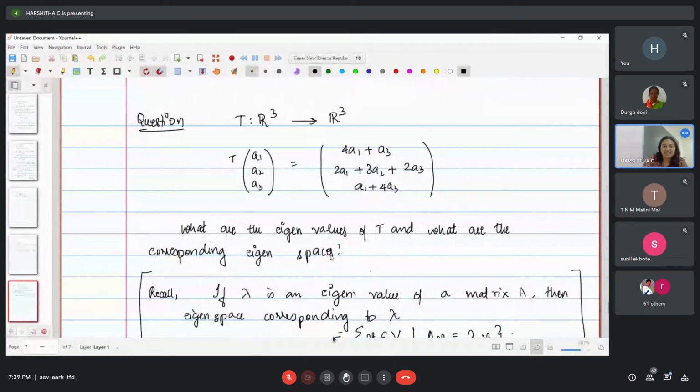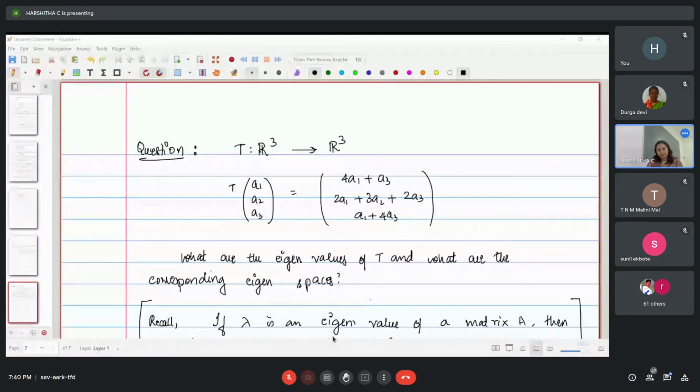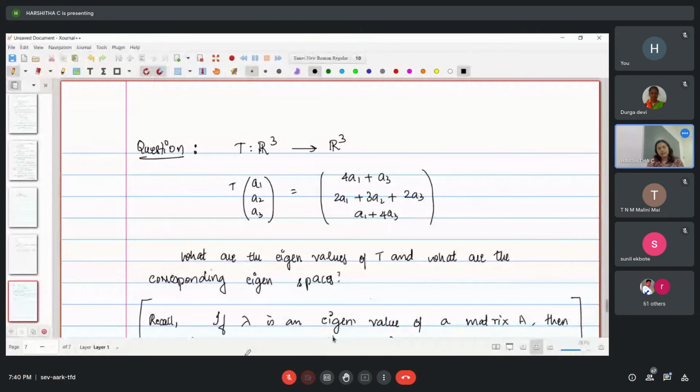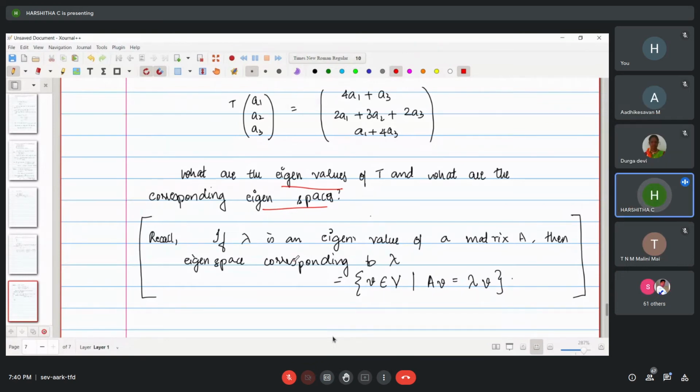Maybe it's the question, so I'll do it again. You have a linear transformation from R3 to R3, and the question is, what are the eigenvalues of this transformation and what are the corresponding eigenspaces? For now, forget about the linear transformation and just understand what eigenvalues and eigenspace are. Given a matrix, you find its characteristic polynomial, and the roots of the characteristic polynomial give you the eigenvalues.